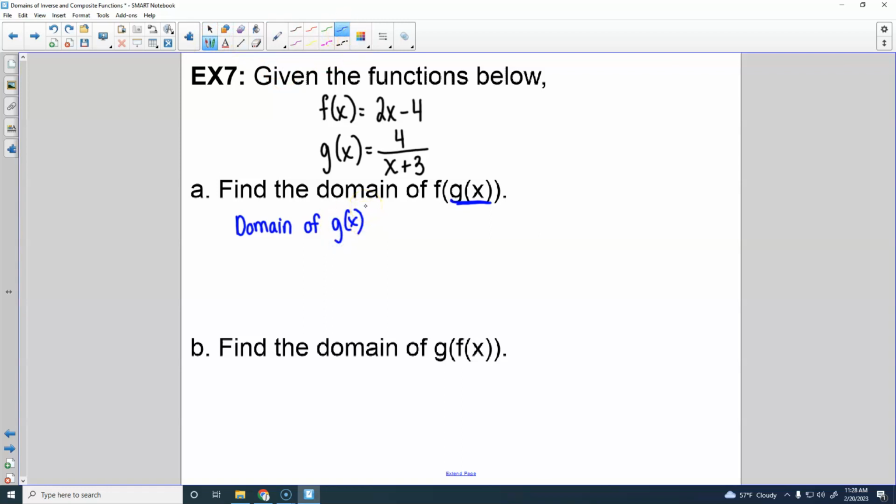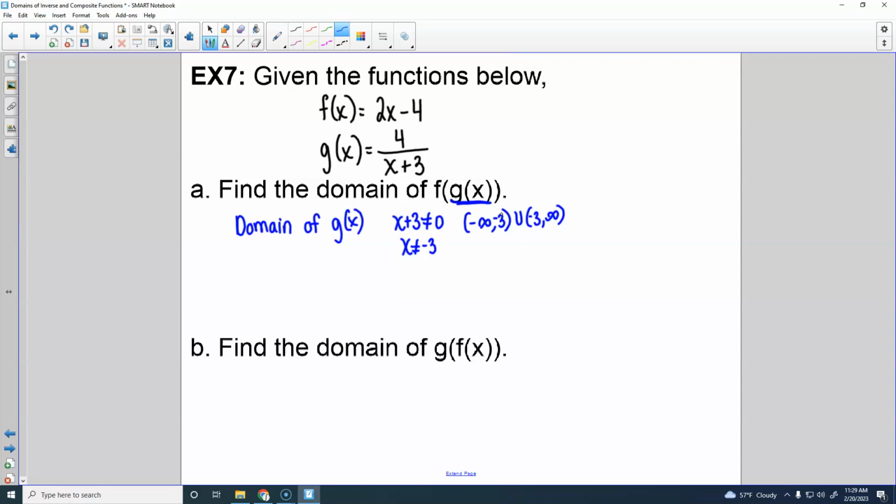All right, so remember we've got 3 things we're looking for: square roots, logs, denominators. Which one do we have here? Denominator. That denominator, x plus 3, cannot equal 0. So that means x cannot equal negative 3. And we could write that as negative infinity to negative 3 and negative 3 to infinity, or you can just write x does not equal negative 3. There, that is our domain of g.